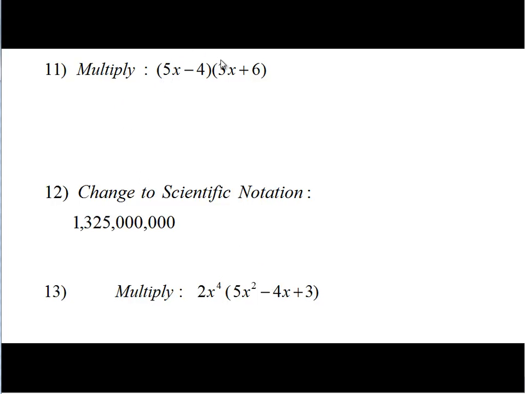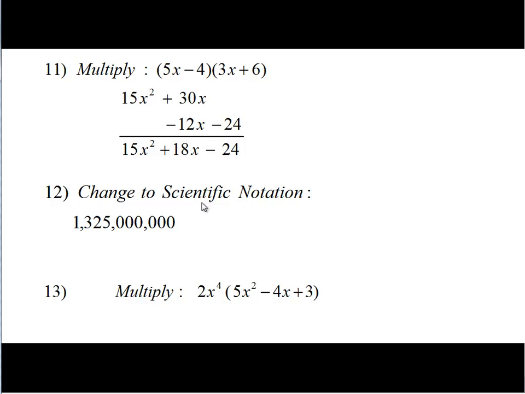Multiplication: 5x times 3x is 15x squared. 5x times 6 is 30x. Then you do the second one: 4 times 3 is 12x, and 4 times 6 is 24. And again, if you just shift over every time, then addition going down: 15x squared, 30 minus 12 is 18x, minus 24. They'll be lined up for you.